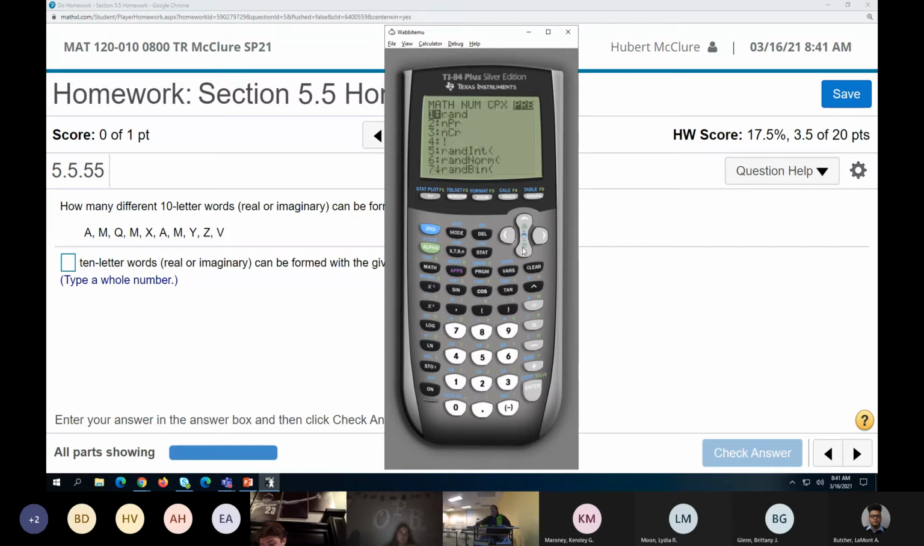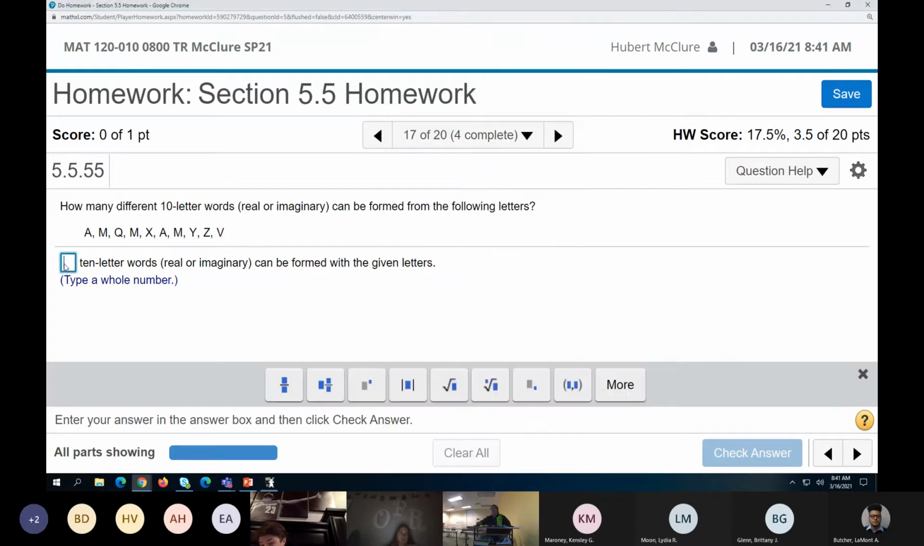Now, do I need to do 1 factorial? No. Why? Because 1 factorial is 1. So times 1 times 1 times 1 times 1, I get 302,400.